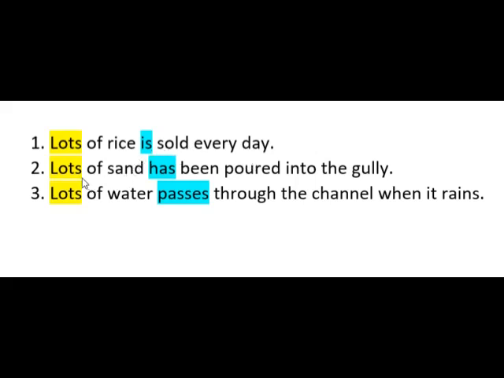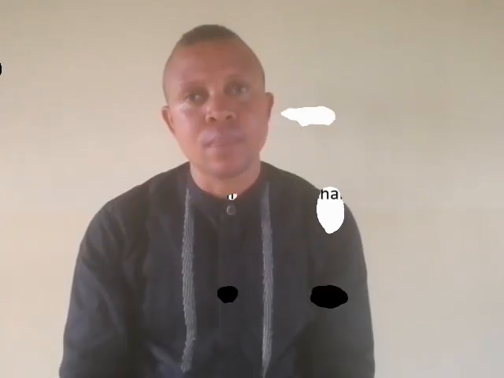Number 2, lots of sand. Sand is the uncountable noun, so it will go with a singular verb, has. So lots of sand has been poured into the gully. Number 3, lots of water. Water is an uncountable noun. Lots of water passes, not pass, passes through the channel when it rains.